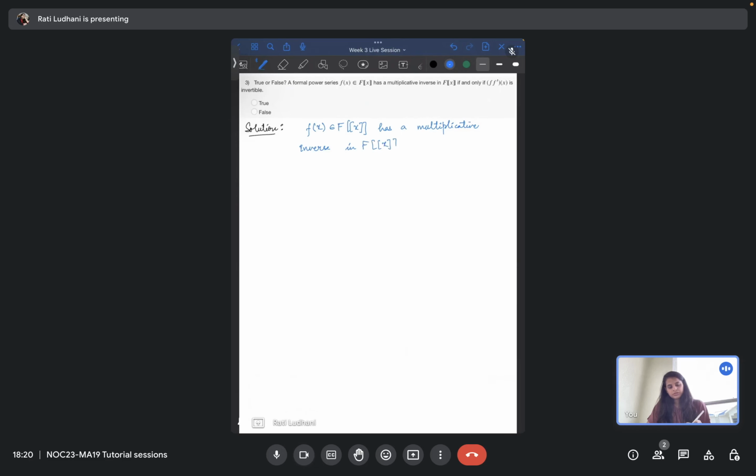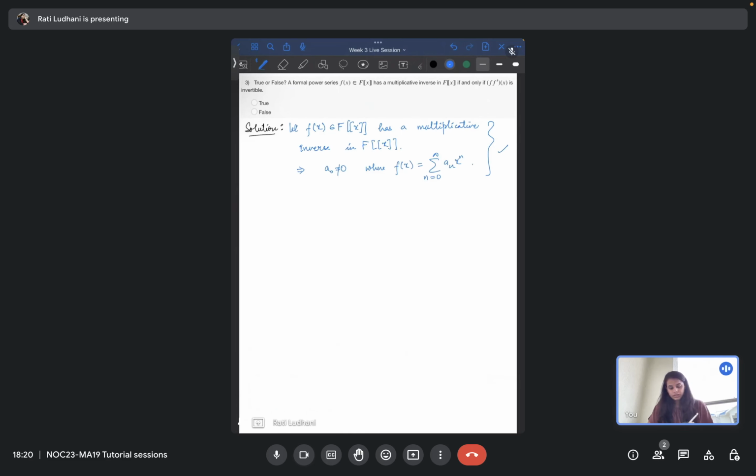So you know that if this has a multiplicative inverse, this implies a0 is not equal to 0. So if you write f(x) to be the sum of an x raised to power n, okay, so this is the condition. Now at this place let's check if this condition holds, then f'(x) is invertible or not.